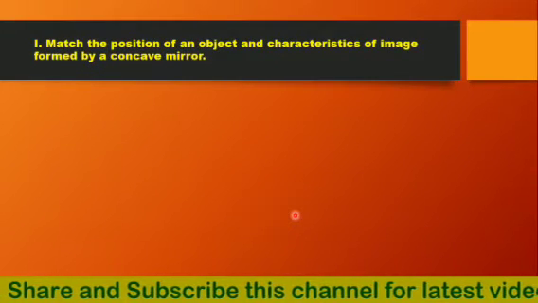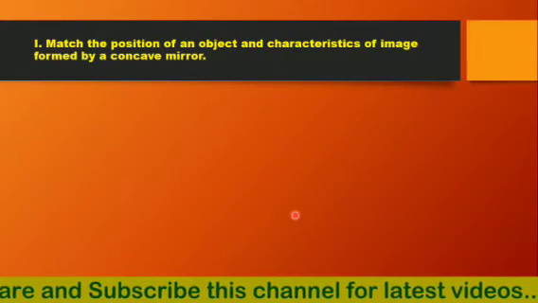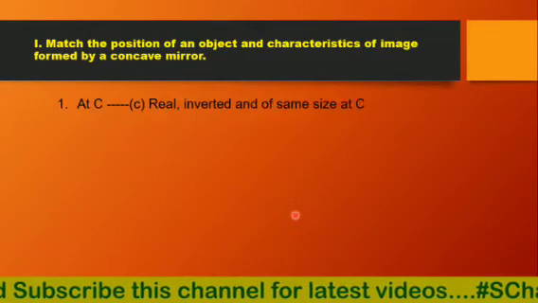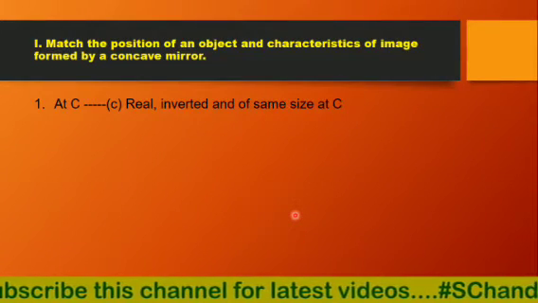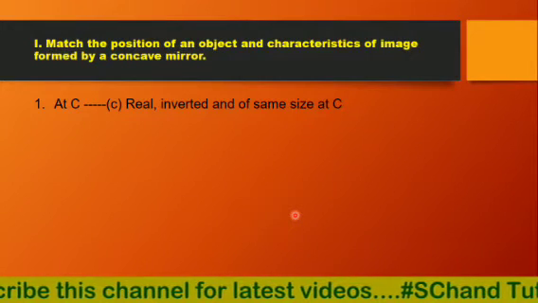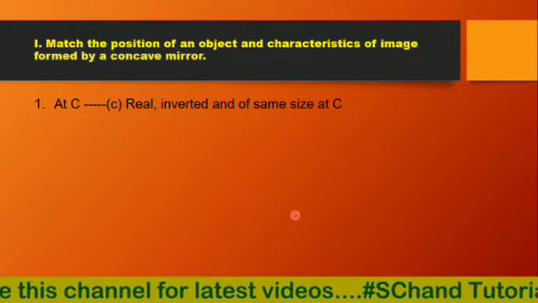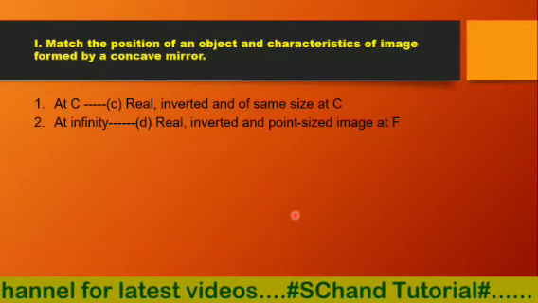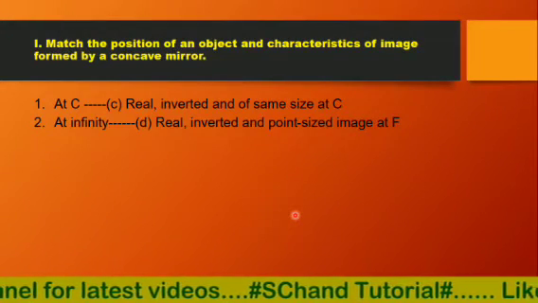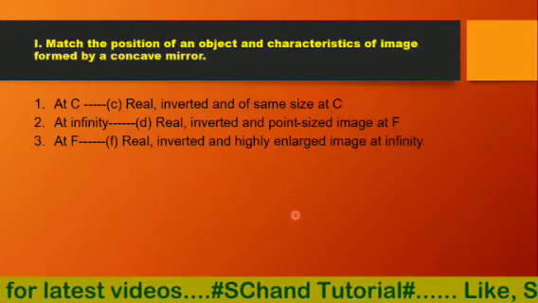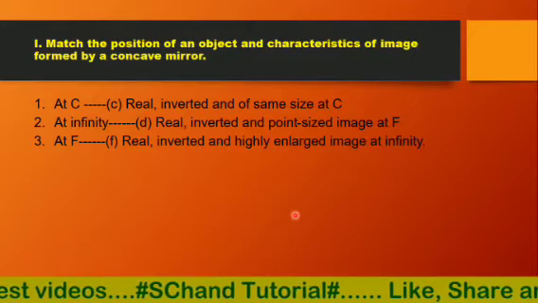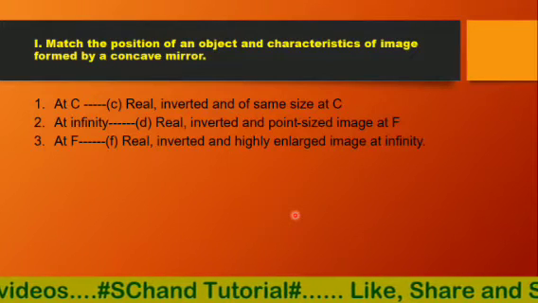Then we have the matching. Match the position of an object and the characteristics of the image formed by the concave mirror. When the object is at C, a real, inverted image of the same size at C. At infinity, a real, inverted and point size image at F. At F, when the object is at focus, a real, inverted and highly enlarged image at infinity.